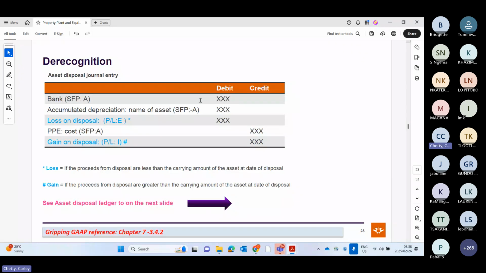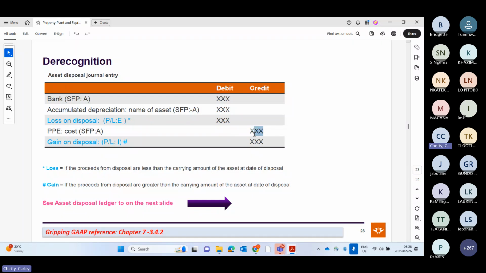So we are debiting bank. This would be with the proceeds that are received for the asset. Then we are debiting accumulated depreciation to remove the accumulated depreciation from the books. Then we are going to credit the PPE cost to remove the cost from our books. If we find we have a loss on disposal, we will debit that loss. If we have a gain on disposal, we will credit that gain.